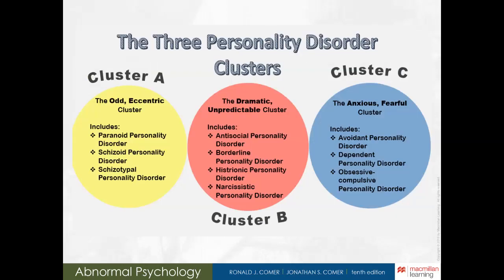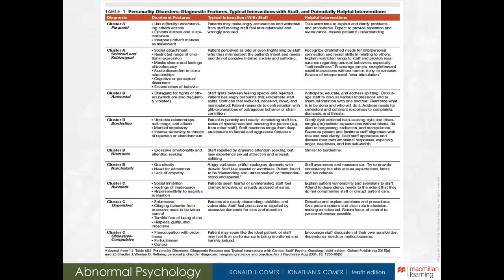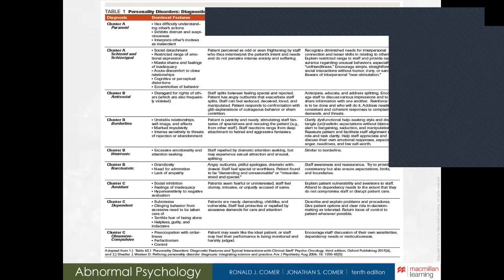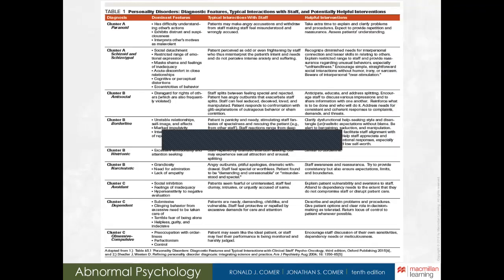So I know 2 slides ago we had talked about the 3 personality disorder clusters. So here is a pictorial depiction of clusters A, B, and C. I also found this table from another textbook that I think does a really great job of breaking down cluster A, B, and C. I encourage you to pause this video to take a look at this, and when you're ready, continue forward.